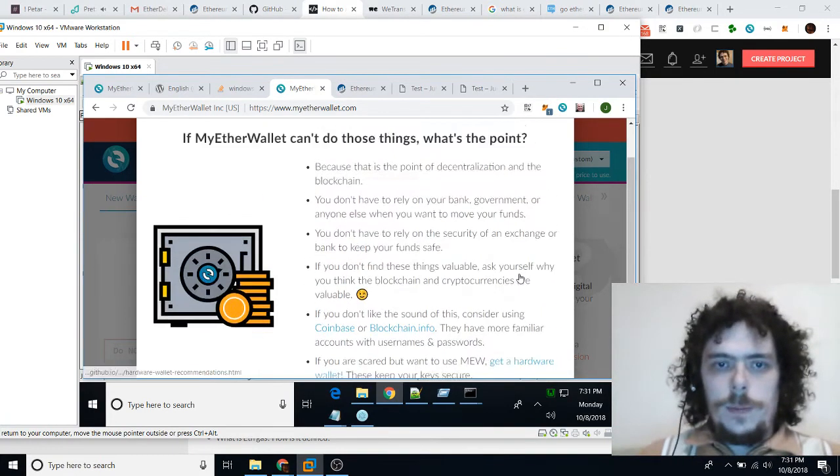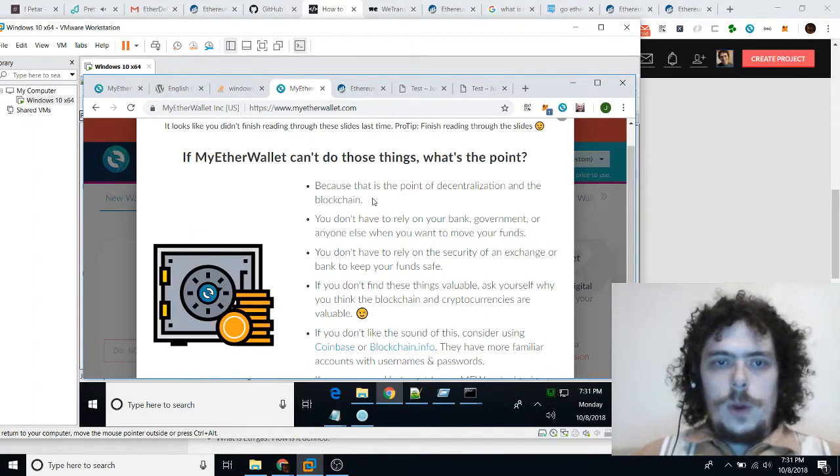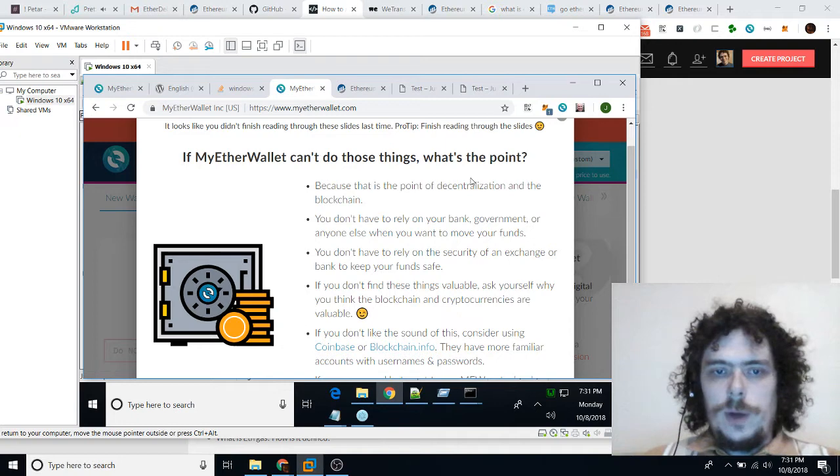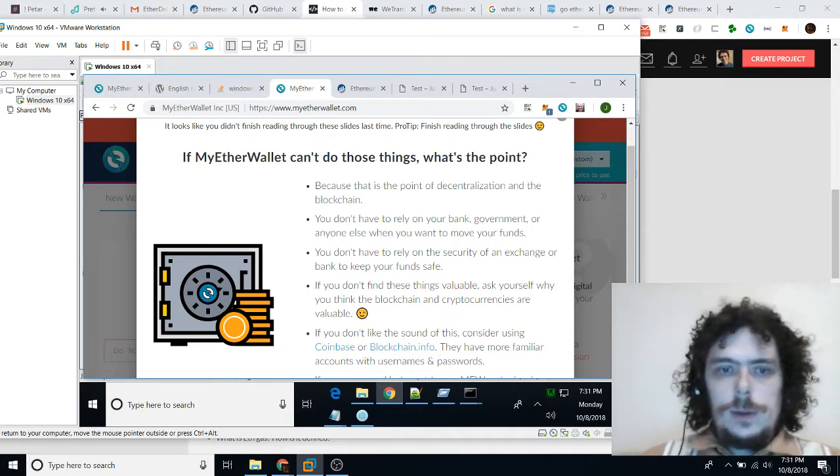What's the point of MEW then? Because if EtherWallet can't do those things, what's the point? Because that is the point of decentralization and the blockchain. You don't have to rely on your bank, government, or anyone else when you want to move your funds. You don't have to rely on the security of an exchange or bank to keep your funds safe.